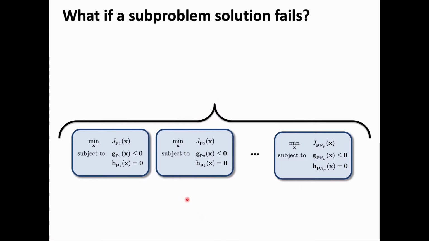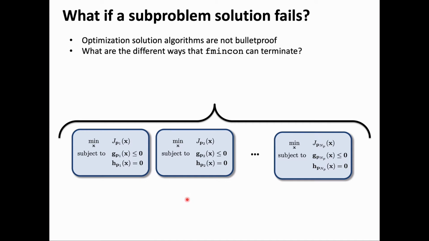What if a subproblem solution fails? Optimization solution algorithms are not bulletproof. It is possible for them to fail. So what are the different ways that optimization algorithms, such as those behind fmincon, terminate? You might remember we went through these termination conditions. The ideal is where we have, in fact, found a local minimum. Or we could terminate because we've reached the maximum number of iterations, or because the objective function or the optimization variable values converged, and there are some other options as well. But there are many different ways that we can terminate without having actually found a local minimum.